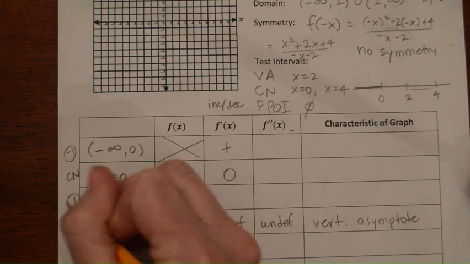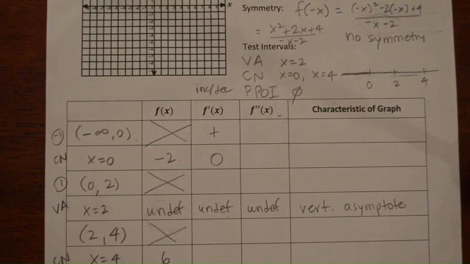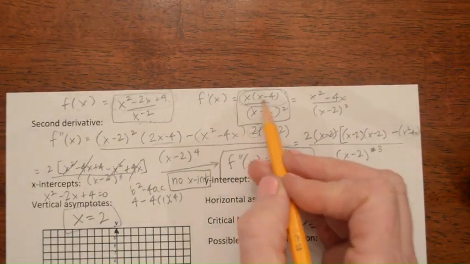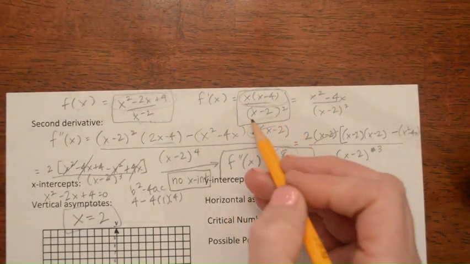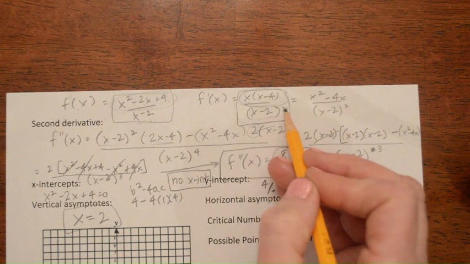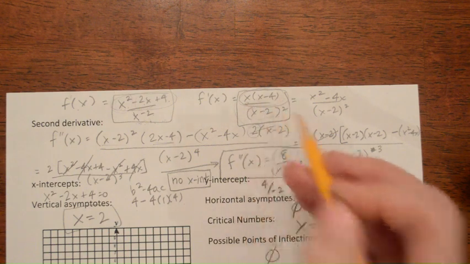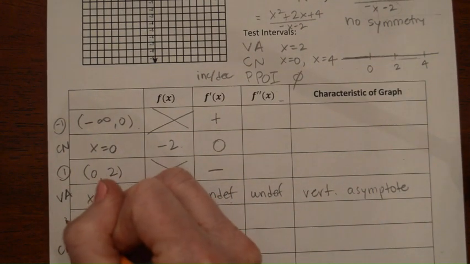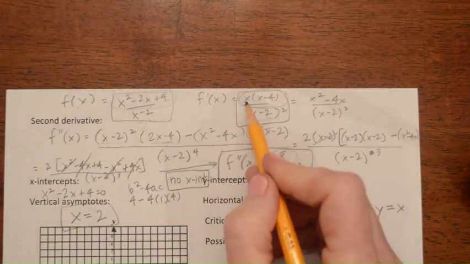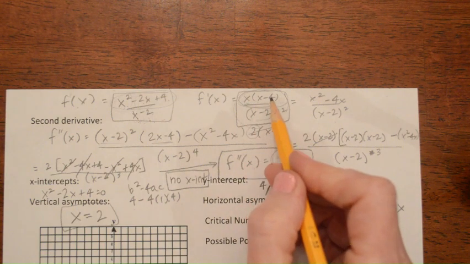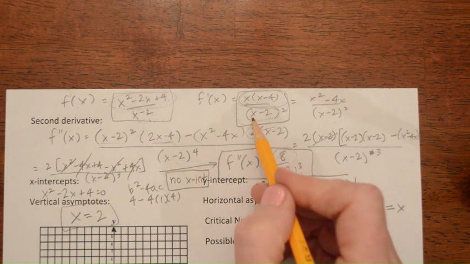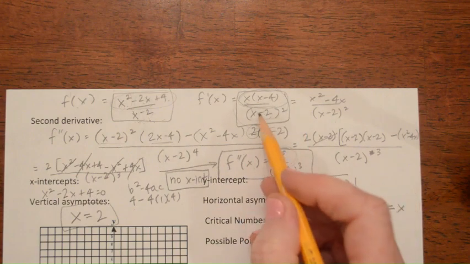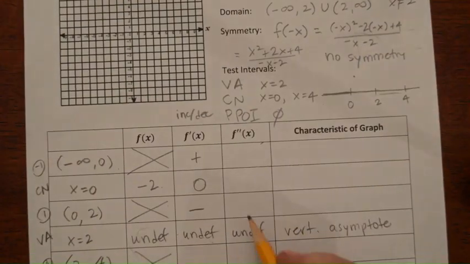I'm going to choose the point 1 in this next interval, 0 to 2. When I put in 1 here, that's positive. That's negative, so the top is negative. Then I put in 1 here, that's negative, but I square it, so that becomes positive. So negative over positive makes that negative. I'm going to pick 3 here. So I go up here and pick 3. 3 is positive. 3 minus 4 is negative, so positive times negative is negative. Again, 3 minus 2 is positive, squared is positive. So I end up with a negative value right here.